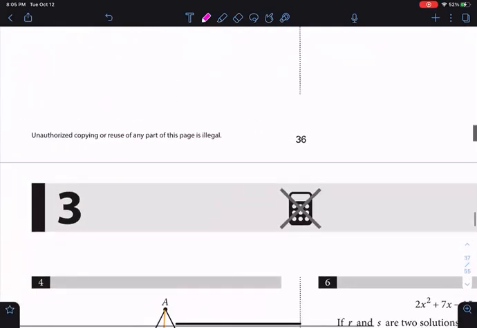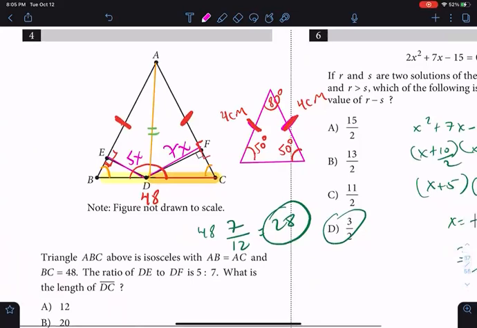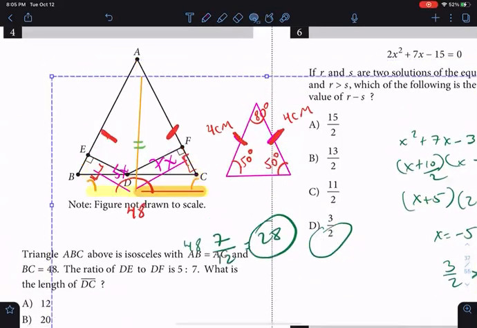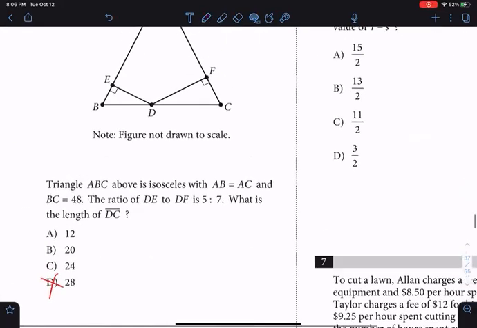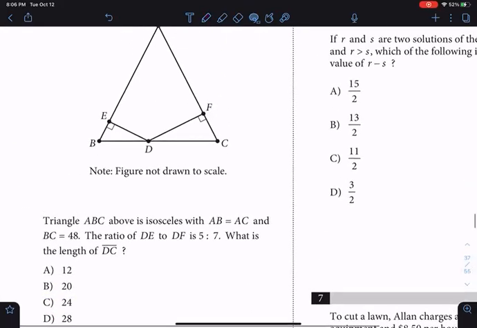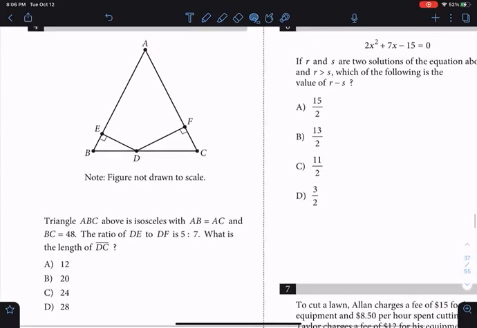Next, that was 3, right? 4. So this problem is a little difficult, okay? So here they're asking you, triangle ABC is an isosceles triangle. Isosceles triangle means you have a triangle that has two sides that are congruent, and the angles opposite to those sides are also congruent. So if this side is 5, this is also 5, and if this angle is 50 degrees, this angle is 50 degrees. But that's not what they're asking.